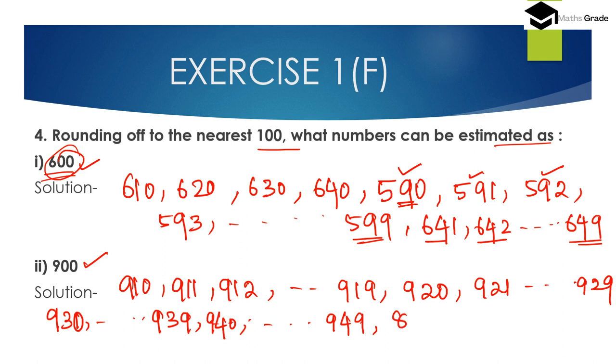Now 850 to 859, 860 to 870, 880, 899. So these are the numbers rounding up to the nearest 100. The numbers can be estimated as 900.